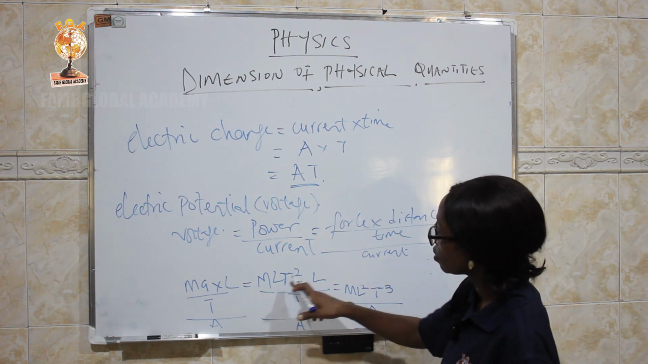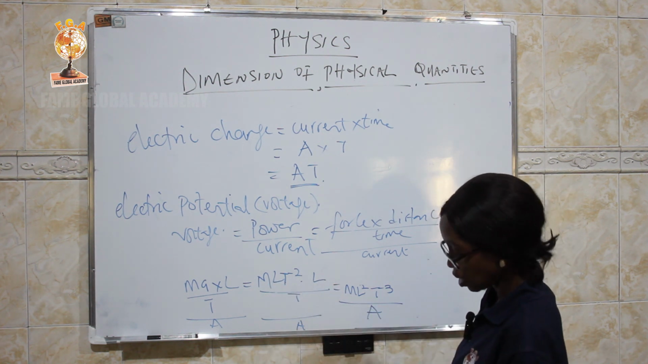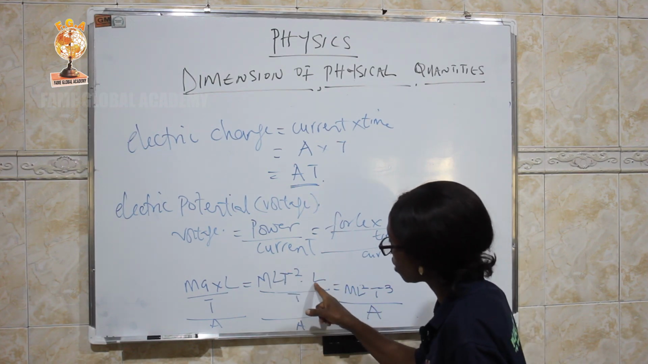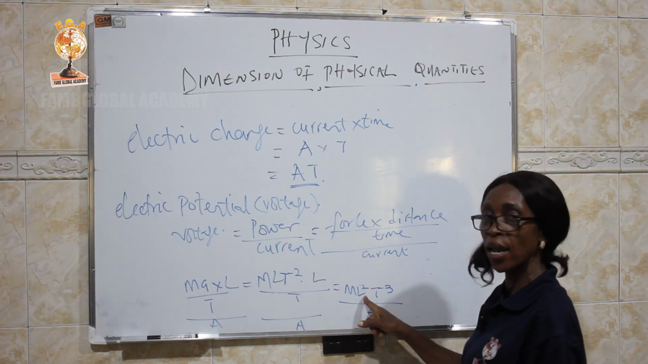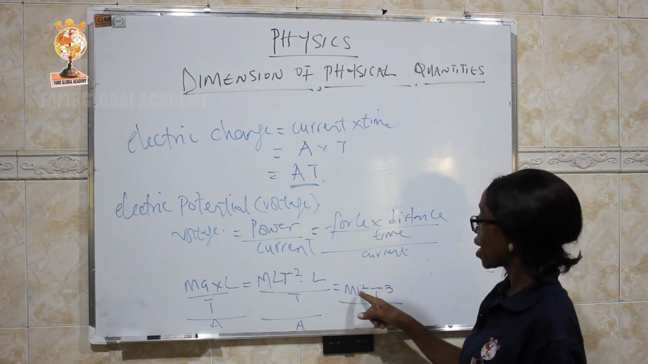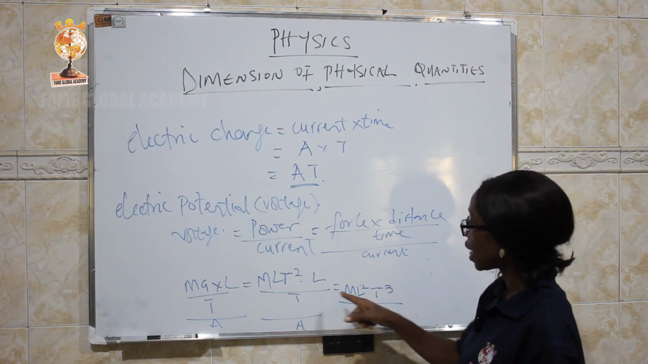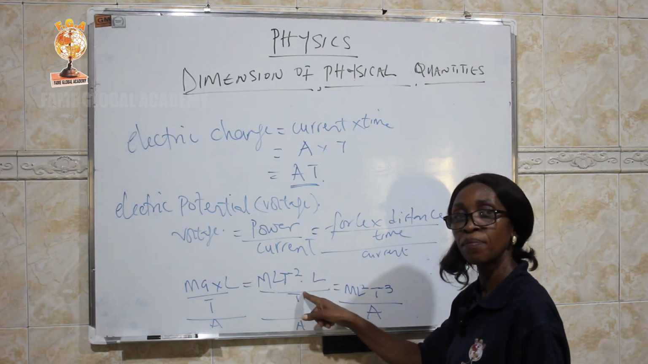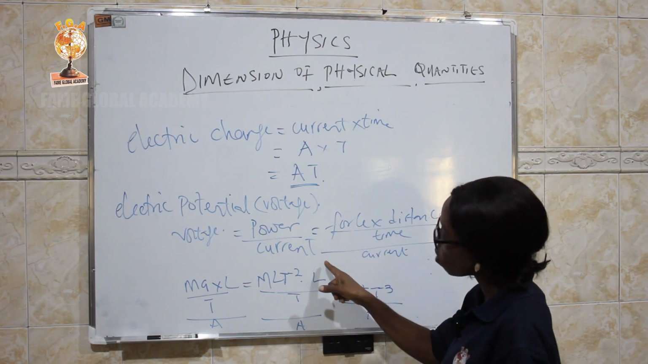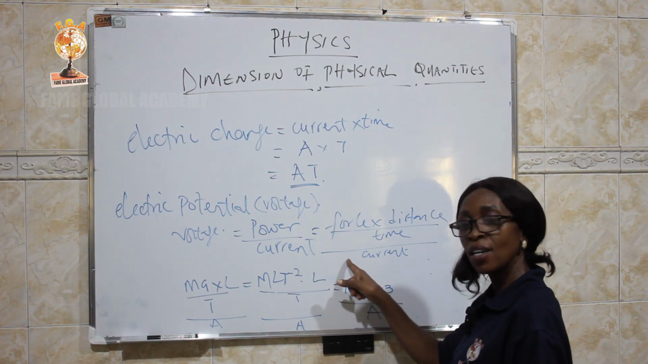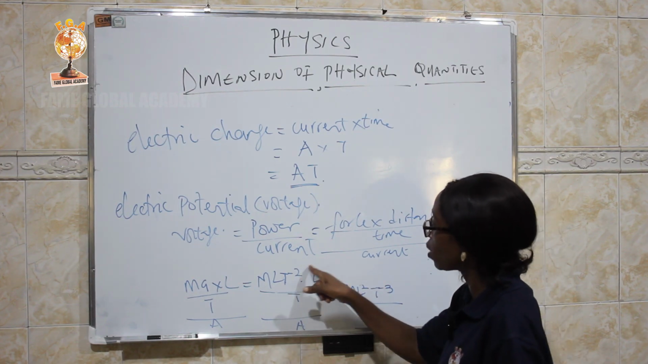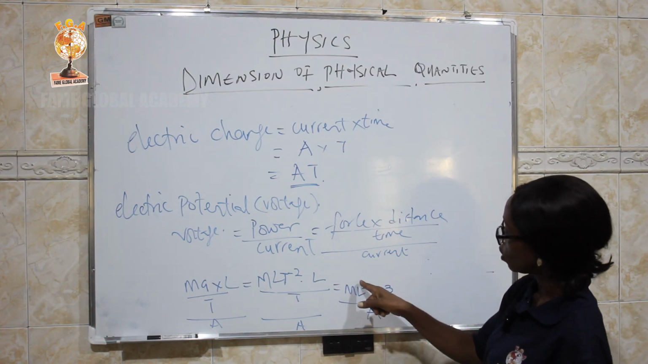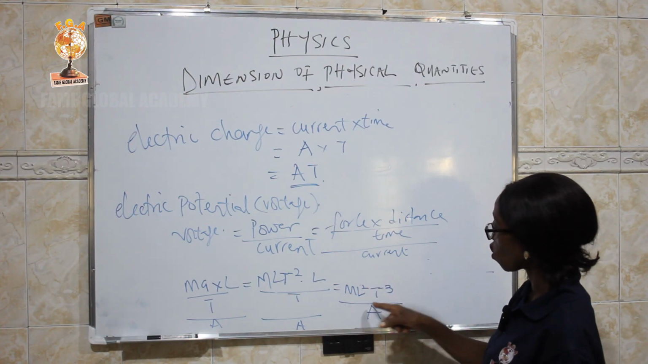Now, remember we have one L here, and there's another one L here. So L times L becomes L squared. So you have L squared, then T. T is minus 2 here. This is 1 here. If I take it off, it becomes minus 1. So the T becomes minus 2 minus 1, minus 3. So it becomes ML squared T minus 3 all over A.